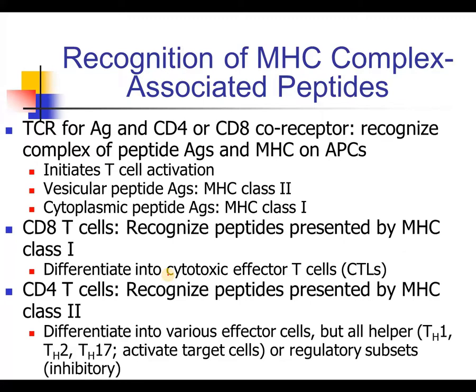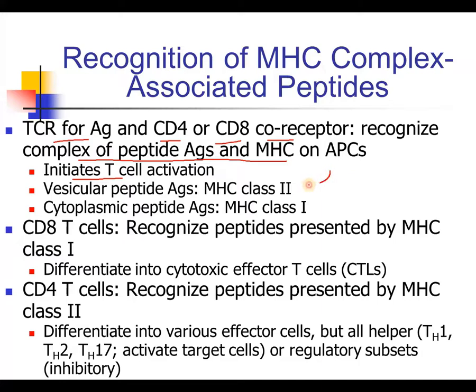So first up, I'm going to really focus on antigen recognition through the MHC complex and the associated peptides. We're not going to spend a lot of time on this since you have heard this over and over again. This is really a nice review, though. The T cell receptor recognizes antigen, and it's got CD4 or CD8 co-receptor, and these together are going to recognize peptide antigens and MHC on antigen presenting cells. This is going to initiate T cell activation. There will be a little more to it, which I'll talk about.